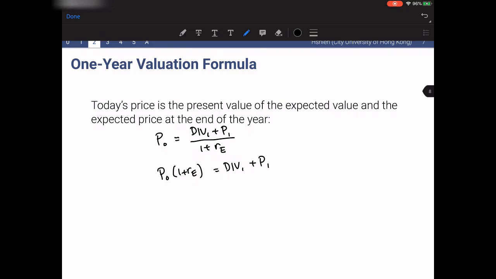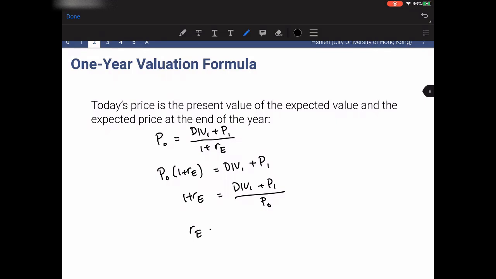And then let us divide both sides by P naught. Okay. We will get 1 plus RE equal to dividend 1 year from now plus price of the stock 1 year from now, divided by P naught. Okay. Now subtract 1 from both sides and we should come up with an expression with the cost of capital on the left-hand side and everything else on the right-hand side.